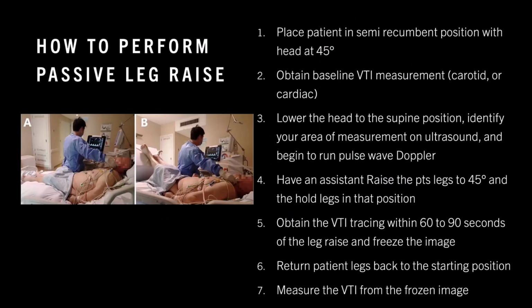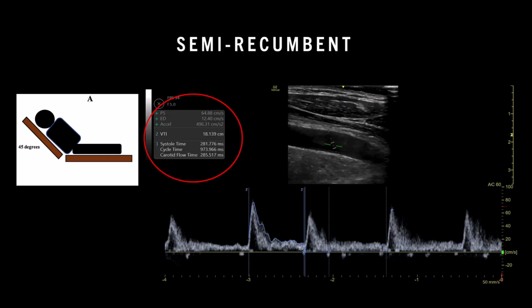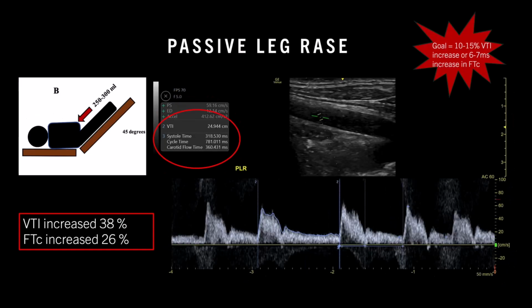Now we are going to make it dynamic. So just a reminder here on how to perform the passive leg raise. To measure the VTI with the passive leg raise, you start with your patient in a semi-recumbent position. This is data from a patient that we had in the ED who was hypotensive. Their initial VTI in the semi-recumbent position was 18. Then we performed a passive leg raise on the patient, and we actually noted a 38% increase in VTI and a 26% increase in carotid flow time. So as a refresher, our goal was only a 10 to 15% increase in VTI or a 6 to 7 millisecond increase in carotid flow time.